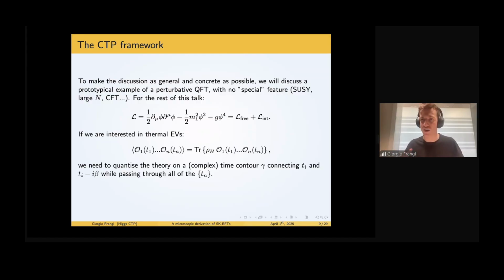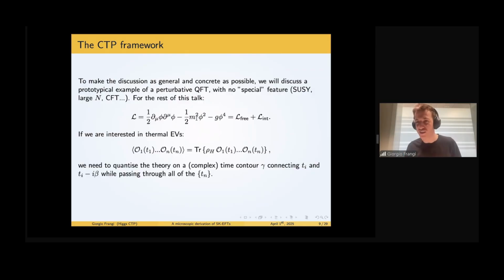So you can imagine you have a trace of a thermal state and a bunch of operators evaluated at some point in time. And in order to calculate this in a path integral formalism, what you really want to do is quantize the theory on some, in general, complex time contour that connects some initial time to the same initial time translated by negative i beta.